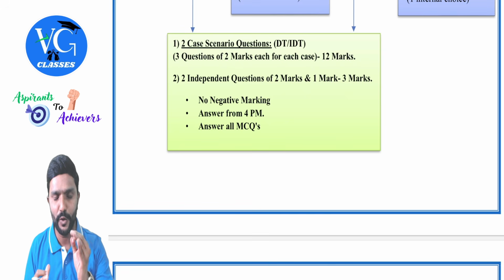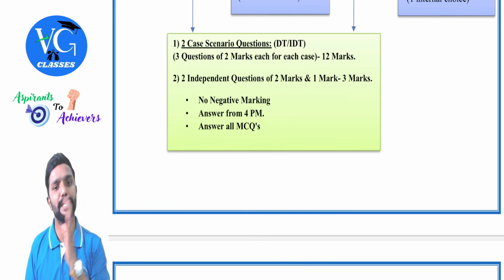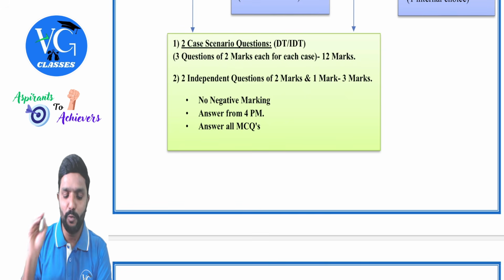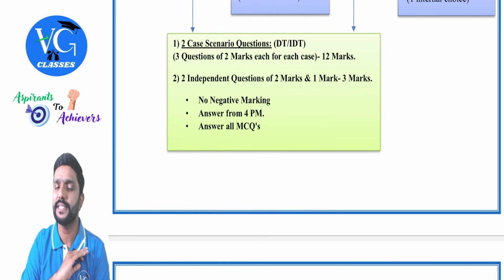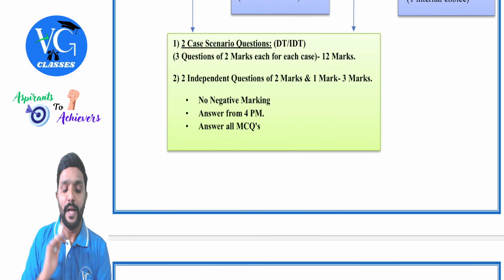And the pattern, as I told, is the same for both direct as well as indirect. And there won't be negative marking. Answer the MCQs from 4 p.m., as I told, and please answer all the MCQs.